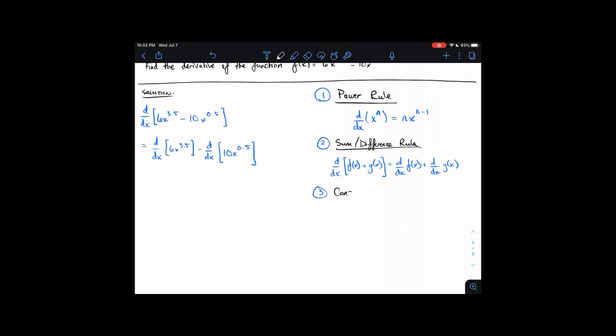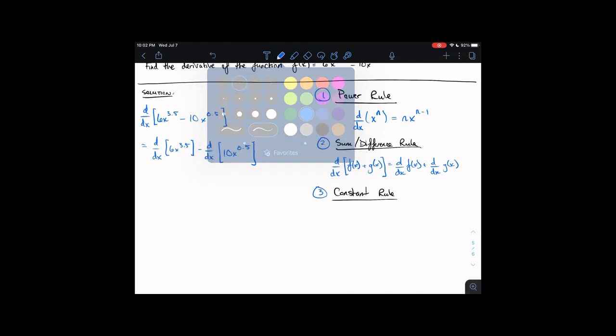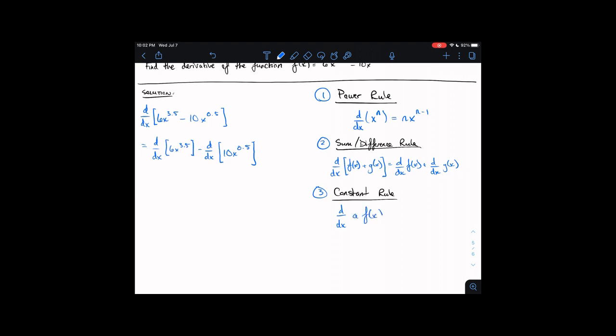I'm just going to call this the constant rule. So what it means is I have the derivative of a times some function where a is a constant. It's the same as pulling the a out and then doing the derivative. I'm going to need this.